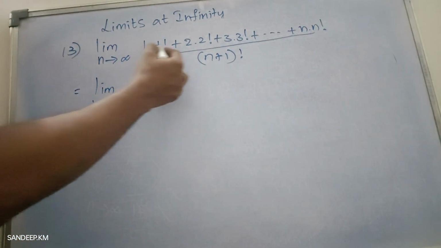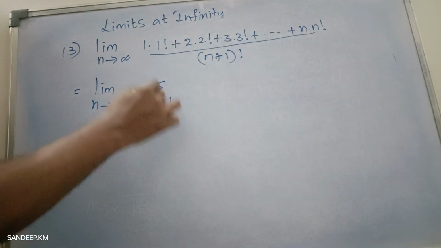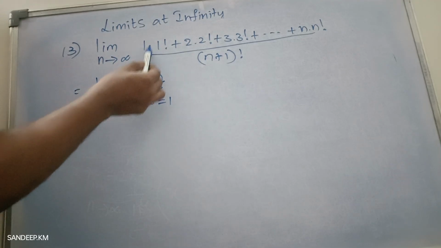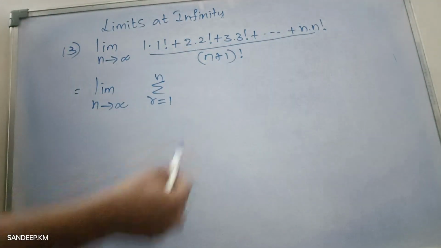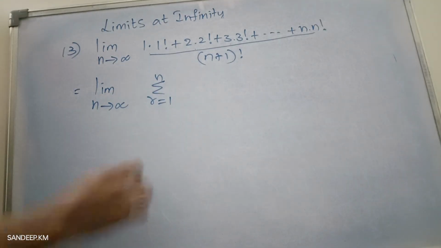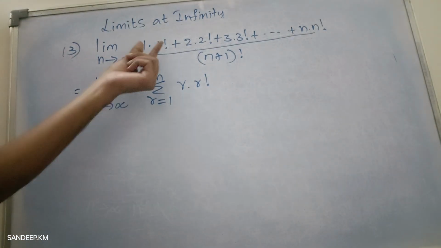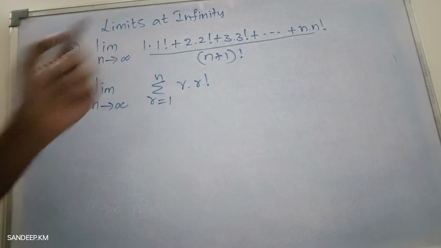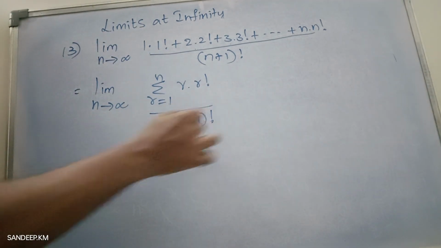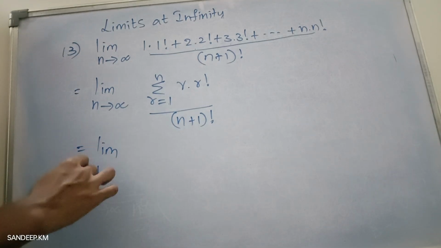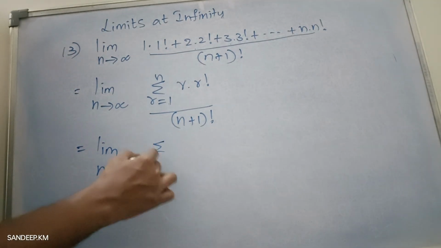I can write the entire numerator in summation form as sigma r equals 1 to n, because the first term contains 1, the second term contains 2, the third term contains 3 and the last term contains n. I'll write it in summation form: sigma r equals 1 to n of r into r factorial. So each term looks like r into r factorial, correct or not? Whole divided by (n plus 1) factorial as it is. So limit n approaches infinity.